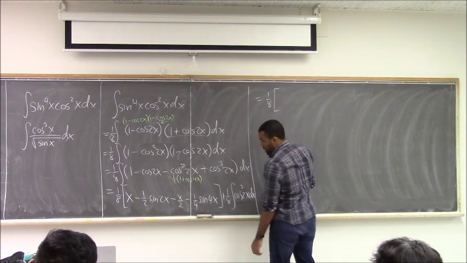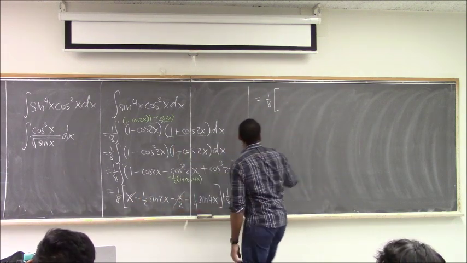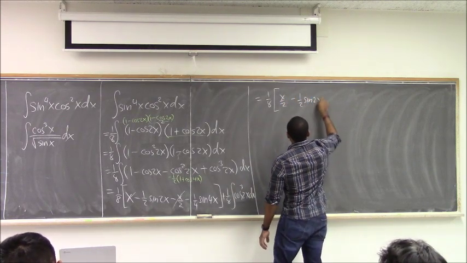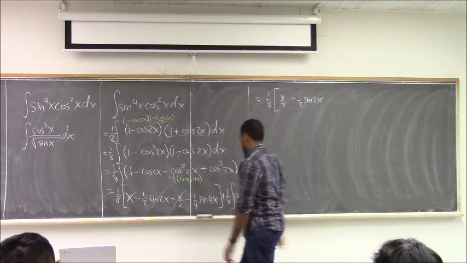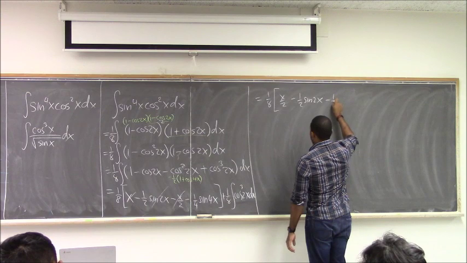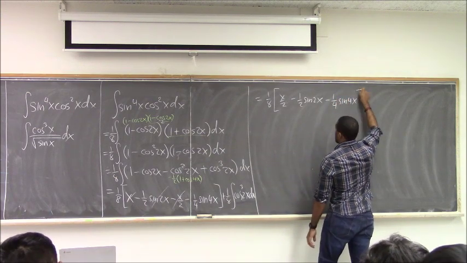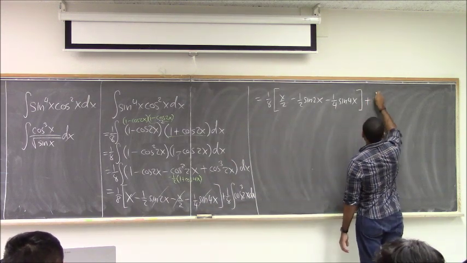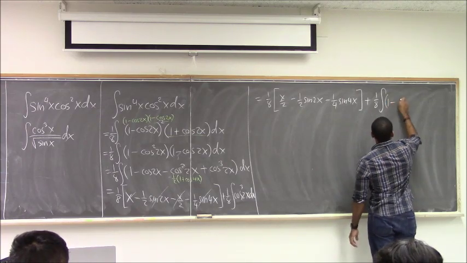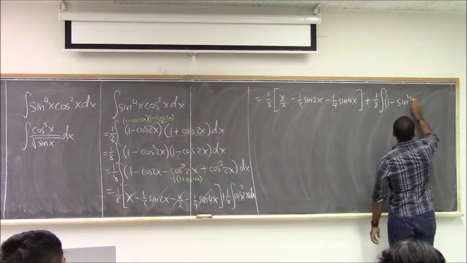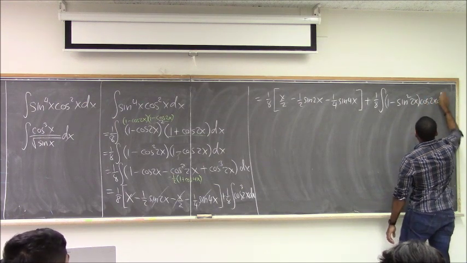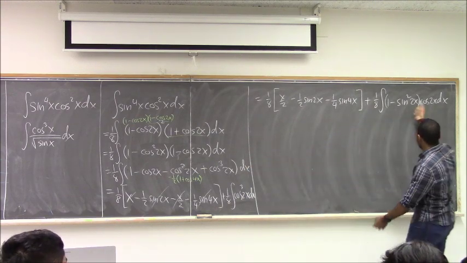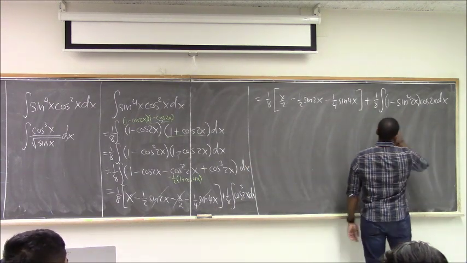So this is going to be, I can take the x minus the x over 2, so that's just x over 2, minus the 1/2 sine 2x, minus the 1/4 sine 4x. And then here, it's going to be the 1/8 times the integral of 1 minus sine squared 2x times cosine 2x. So just think of this as cosine squared times cosine. Change the cosine squared into 1 minus sine squared. And of course, a substitution here is going to do that.